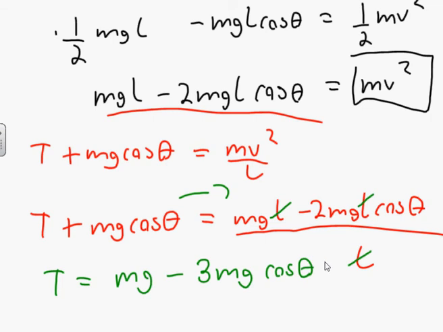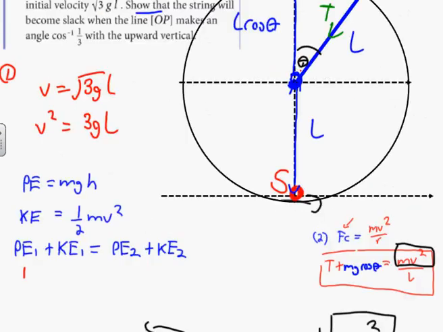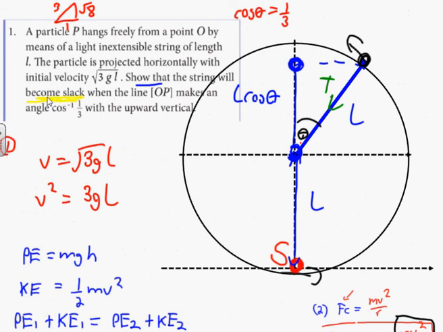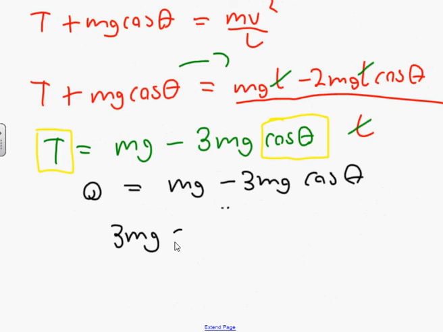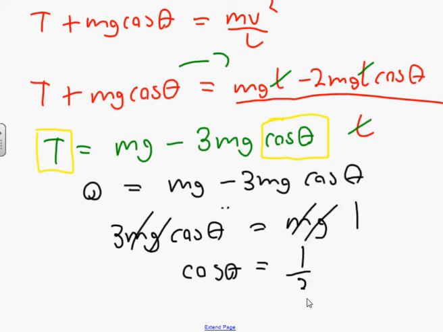How many variables in this equation? What are the two variables? T and theta. Key word in the question is becomes slack. What does that mean? Tension equals 0. So all this here equals 0. mg minus 3 mg cos theta, and then lo and behold, we're going to get 3 mg cos theta equals mg. The mg cancels to become 1, and cos theta equals a third.